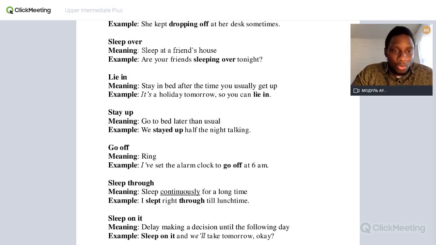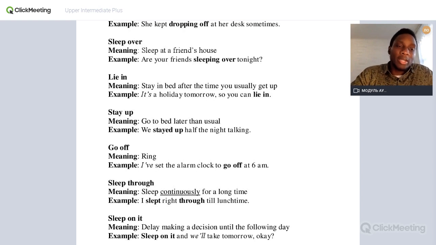We have sleep through. So it means to sleep continuously for a really long time. For example, I slept right through till lunchtime. That's what it means. So sleeping continuously. For example, you're meant to wake up at 6 a.m., but because you don't have anything important to do, it means you can sleep longer for an extended period of time.